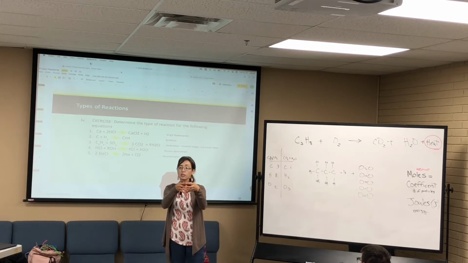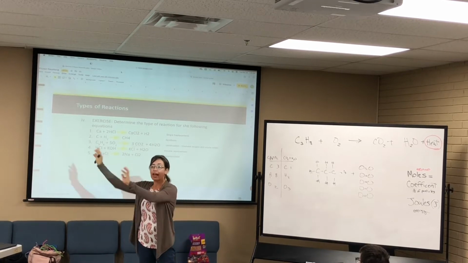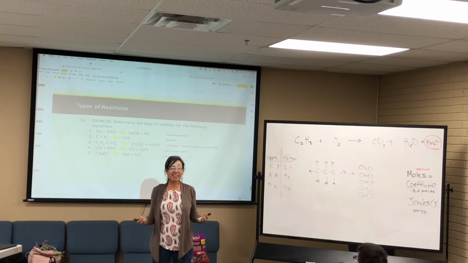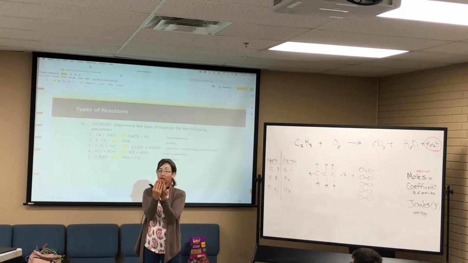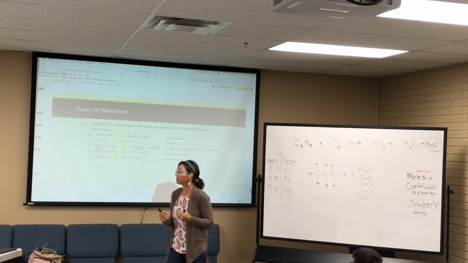That was called synthesis. So can you ever have synthesis with one element on the left side? No. Because synthesis, by definition, means the joining of 2 things. Okay? So you can never have synthesis if there's just one element there on the left side.